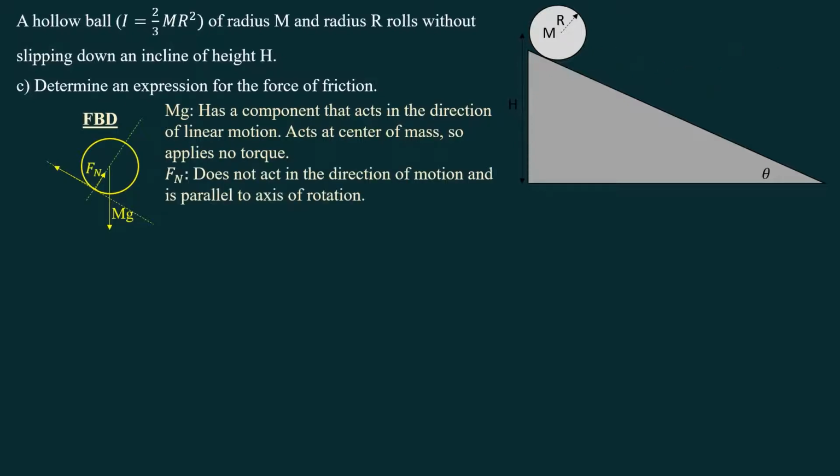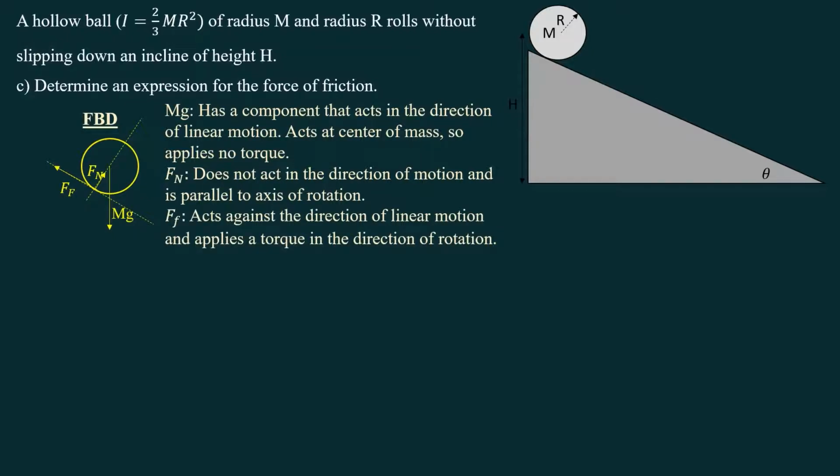The next force is the normal force. So this is a force that doesn't really do much in the way of our problem. It's perpendicular to the direction of motion, so we're not going to use it there. And then it is parallel to the axis of rotation. So it's not going to cause any torque, so we're not going to ignore it, but we're not going to use it when we do F equals ma, torque equals I alpha.